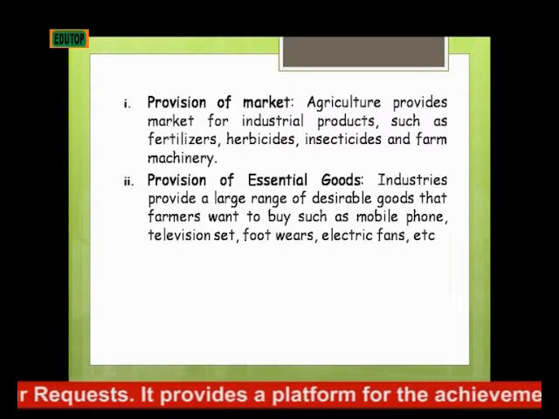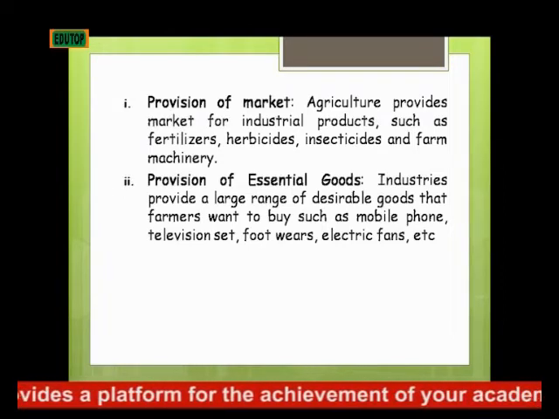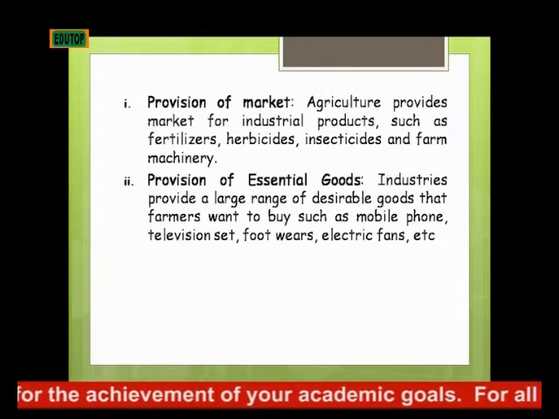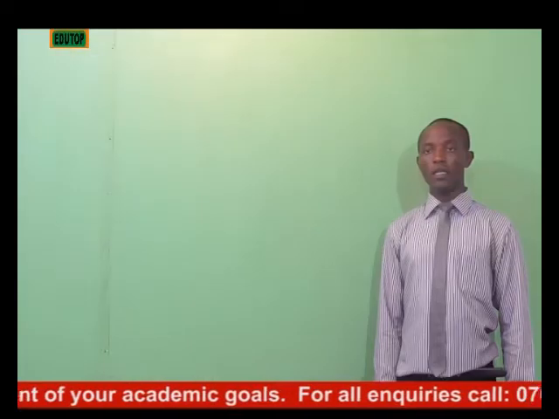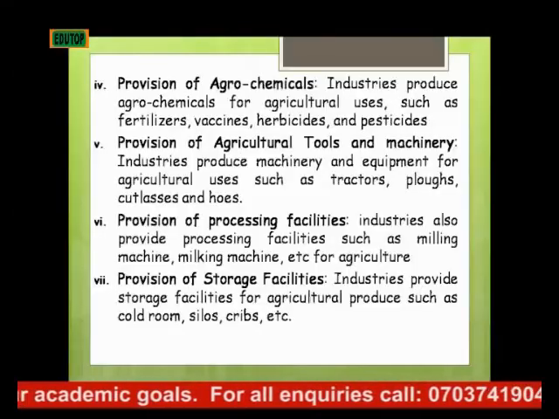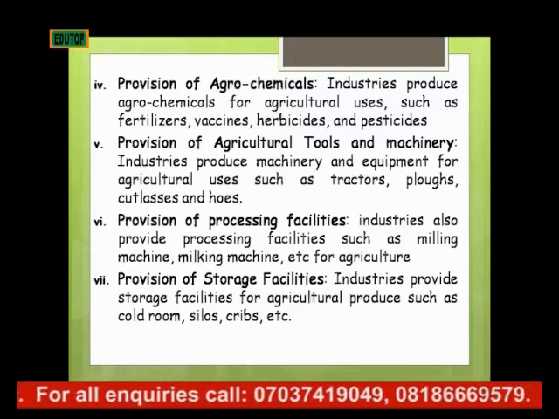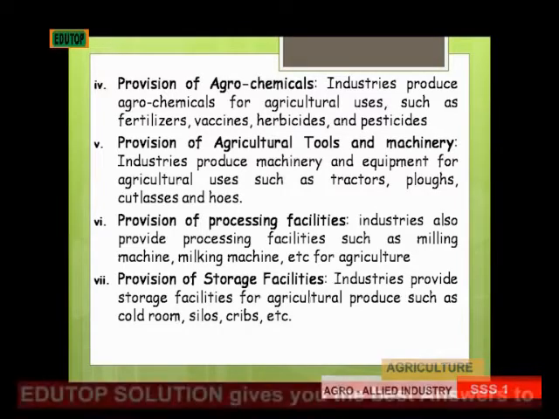Industries provide a large range of desirable goods that the farmers want to buy, such as the mobile phone, the computer, the television set, footwear, and electric fans. And then the 5th example is the provision of agrochemicals. Industries provide agrochemicals for agricultural uses, such as fertilizer, vaccines, herbicides, and pesticides.